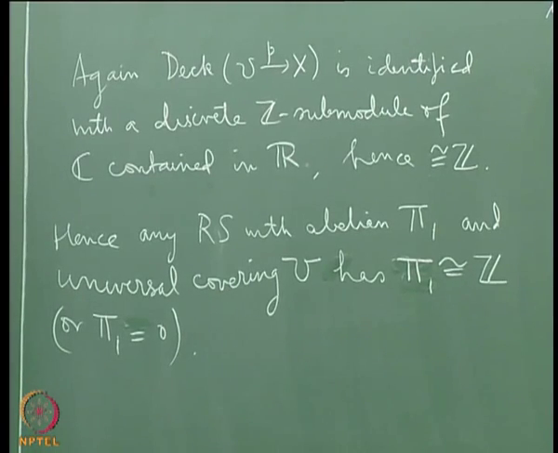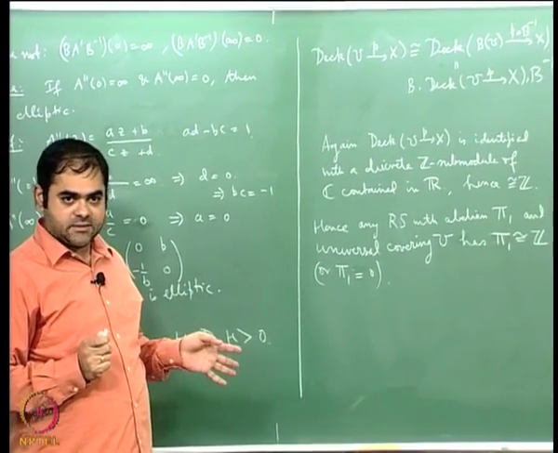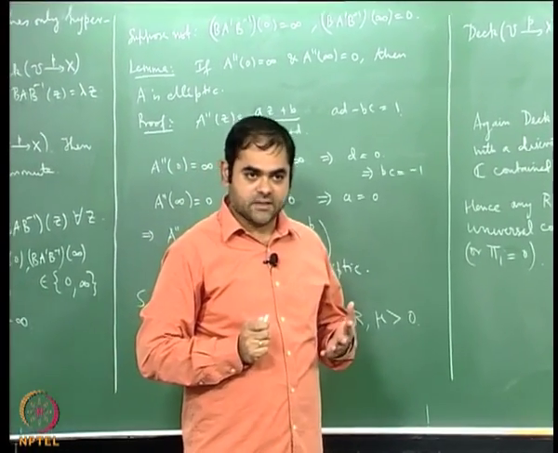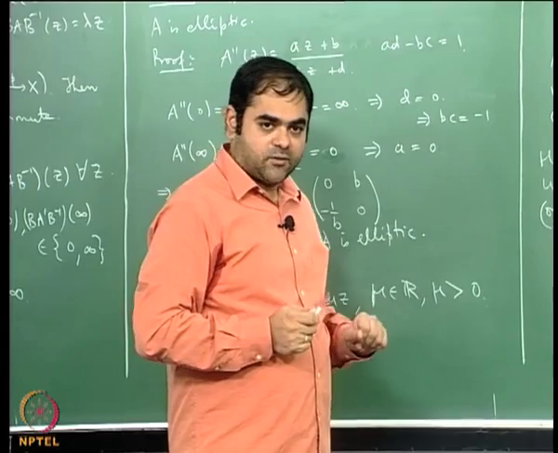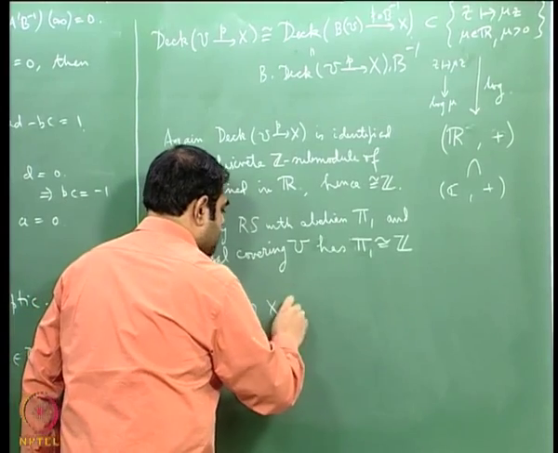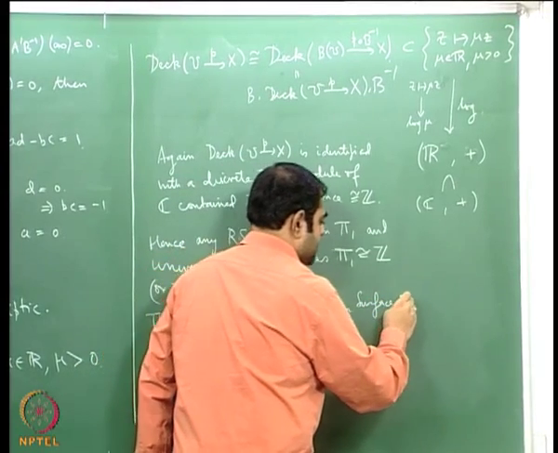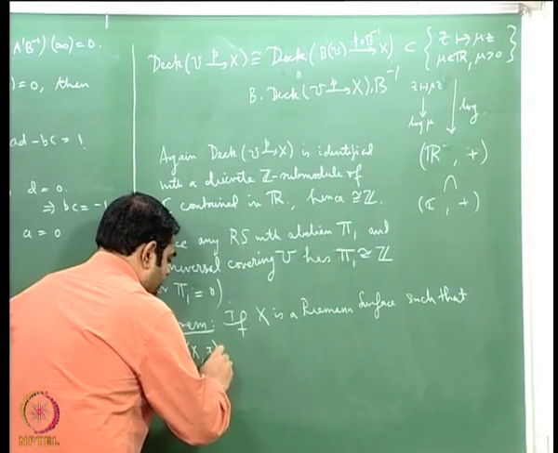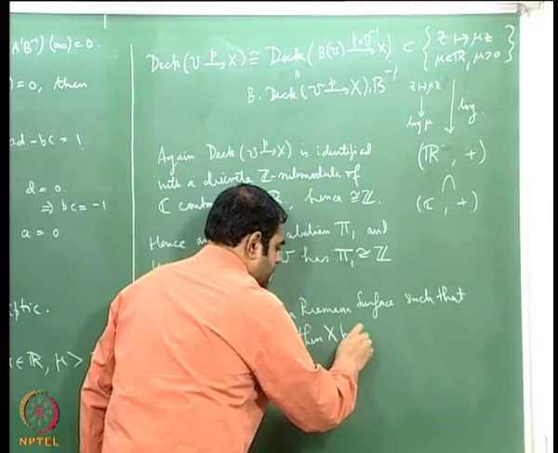Now, actually this argument gives you also the classification of Riemann surfaces which have the upper half plane as universal cover. We just have to go a little bit more and write it down, but what is more striking is that one can write down the following theorem. Theorem: if X is a Riemann surface such that pi 1 of X is isomorphic to Z cross Z, then X has to be a complex torus.